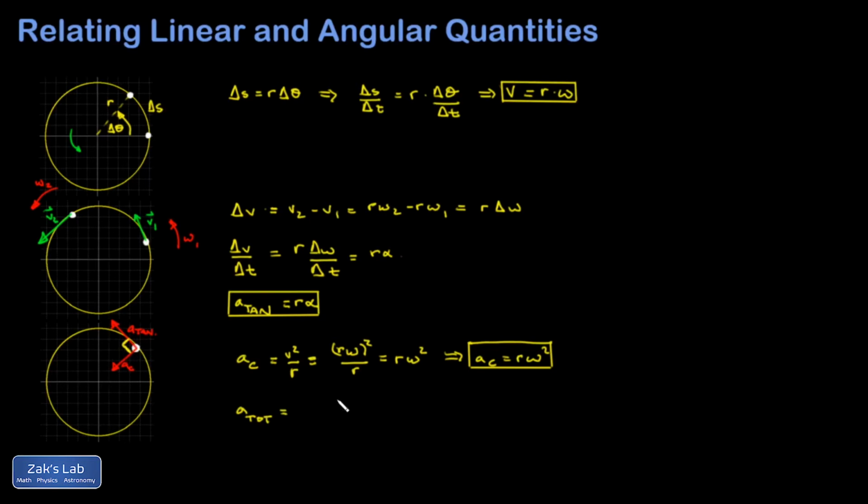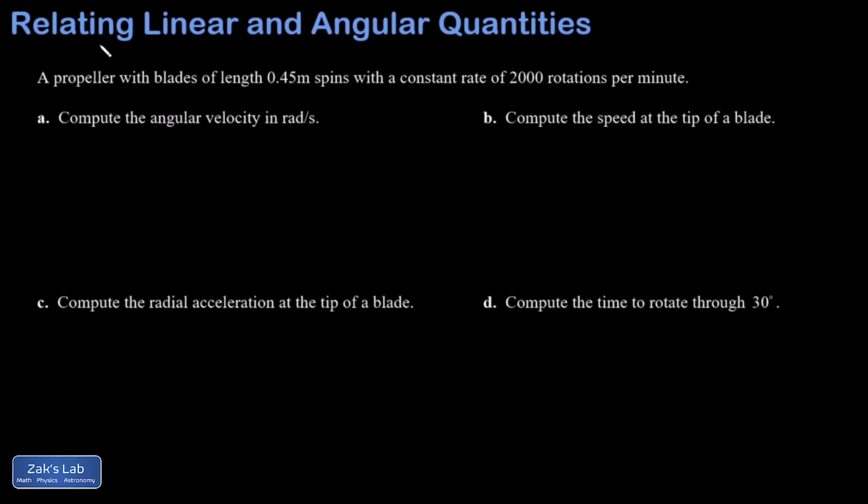So if I'm talking about the magnitude of it, well, it's really just going to be the square root of A tan squared plus A centripetal squared. And occasionally you see a question about this in the problems. Let's apply some of these ideas to a simple example.